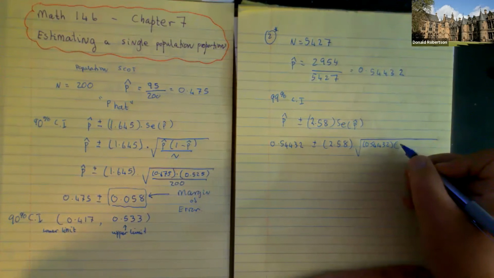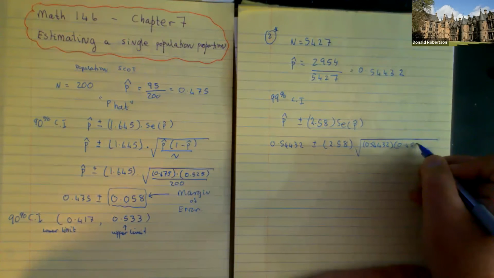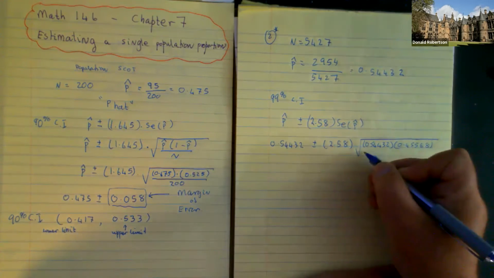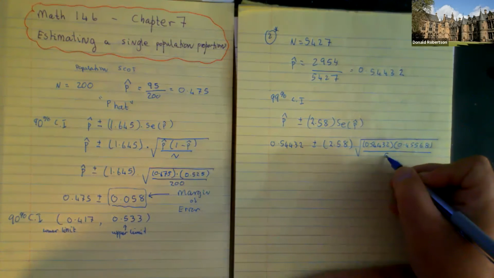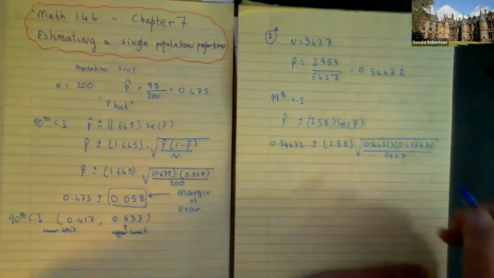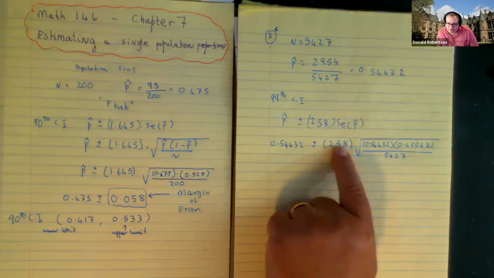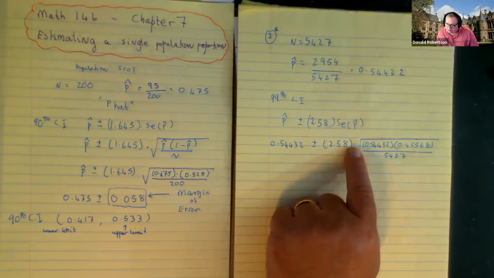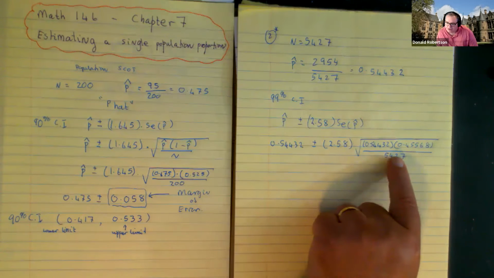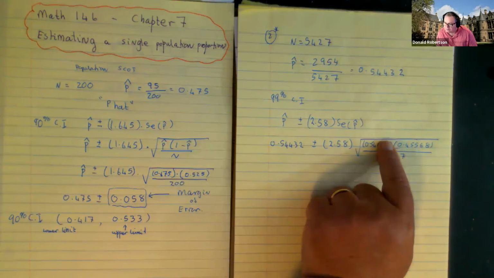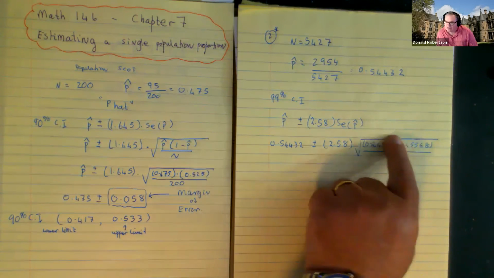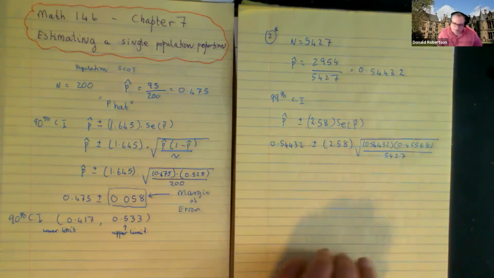1 minus p hat, which is 0.45568, all divided by 5,427. I expect this margin of error to be tiny. And the only reason I can say that with some degree of certainty is, isn't this number really big? And if you divide by a big number, don't you get a small answer? So big samples, small margin of error. That's essentially what that's saying.